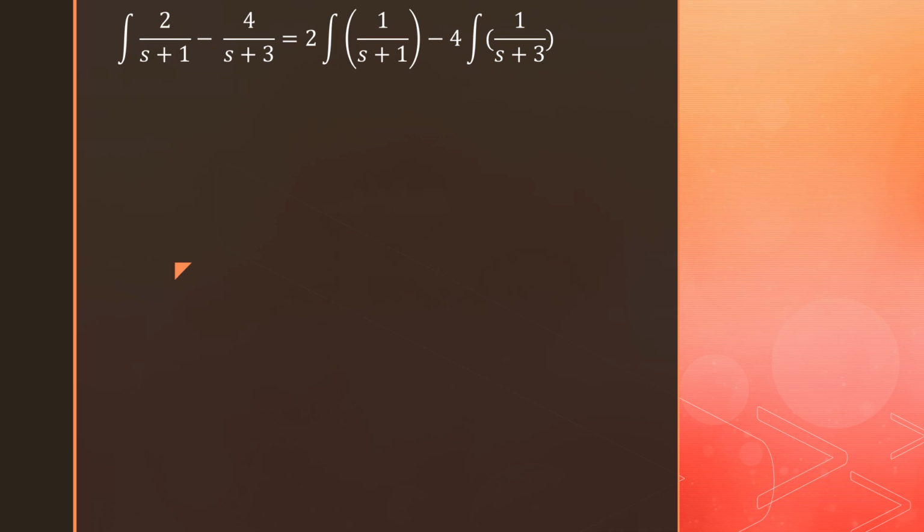So first we have to integrate the given problem. So the integral of 2 over s plus 1 minus 4 over s plus 3 is equal to 2 times the integral of 1 over s plus 1, minus 4 times the integral of 1 over s plus 3.